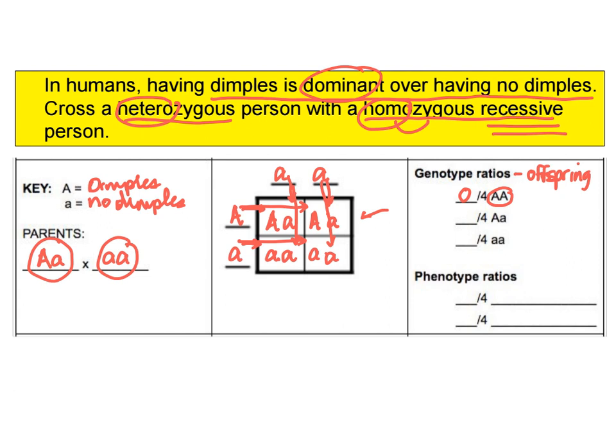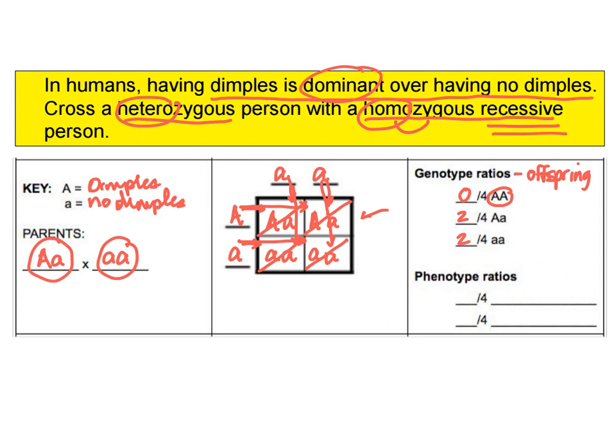When I look into the square, I can see 2 of those, one here and one here. So that's 2 out of 4 that are heterozygous. I have one last genotype that's homozygous recessive, little a. I see one little a here and one little a here. That's 2 out of 4 are homozygous recessive.